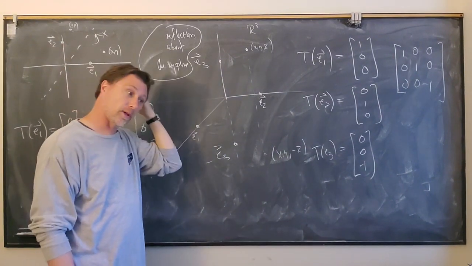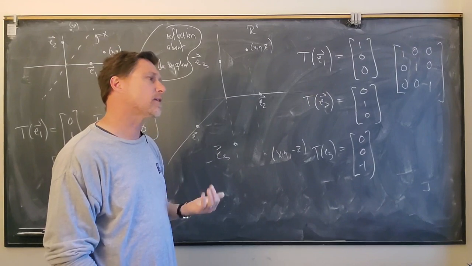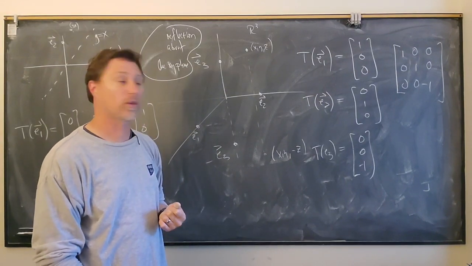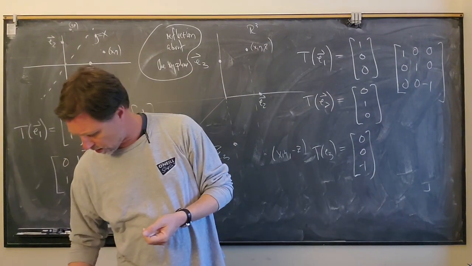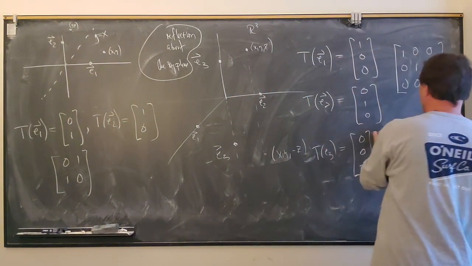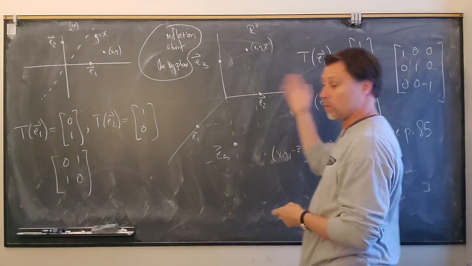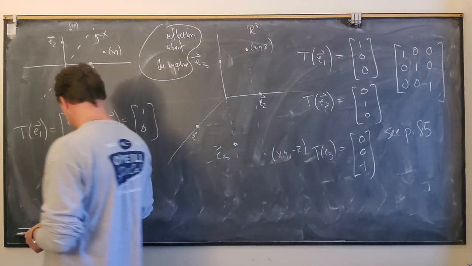You can also reflect about various planes. In particular, you can reflect about the YZ plane and the XZ plane. And so as exercises, you should write down the matrices for those. And for maybe better pictures than I can draw, I'll say see page 85 in the book where it discusses reflections.